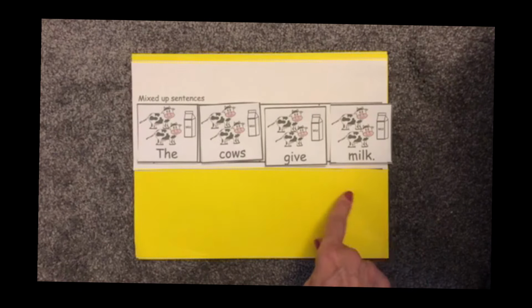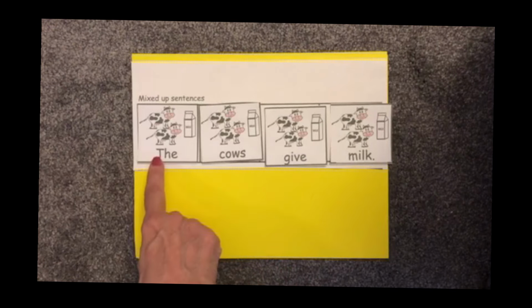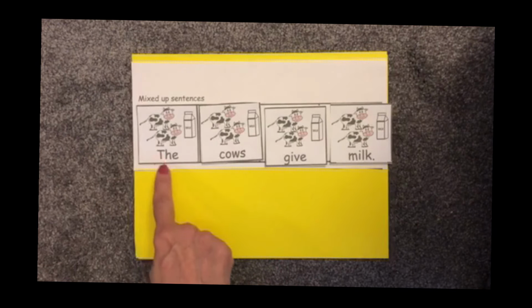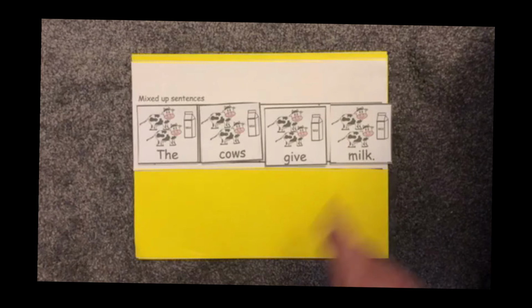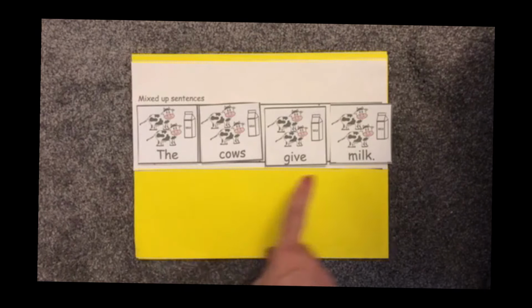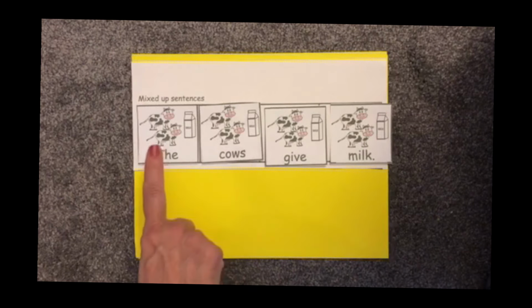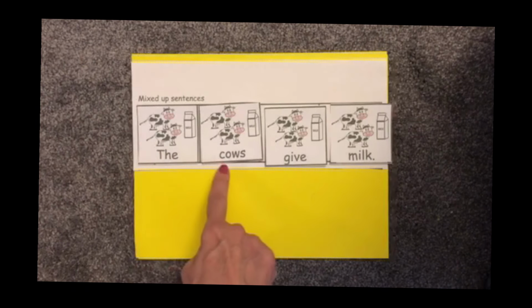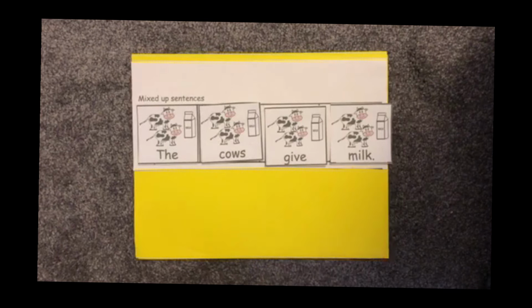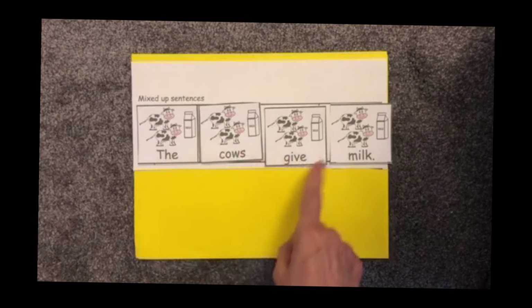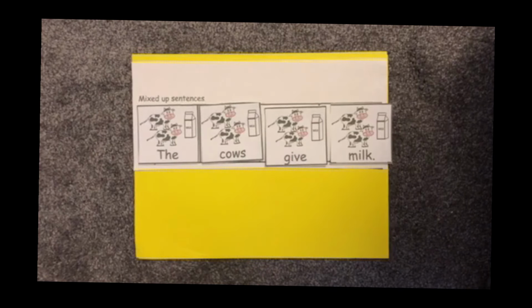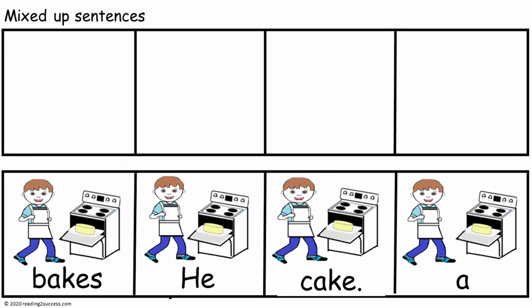And other ways to check: the first letter of a sentence is a capital, and there is a period at the end of a sentence. So then the kids can help self-check themselves. And then they can say, the cows give milk. And that makes sense. And that's what the pictures are representing. This is the template for the second mixed up sentence.